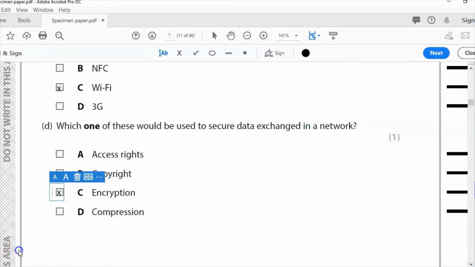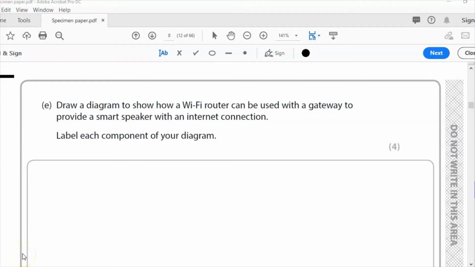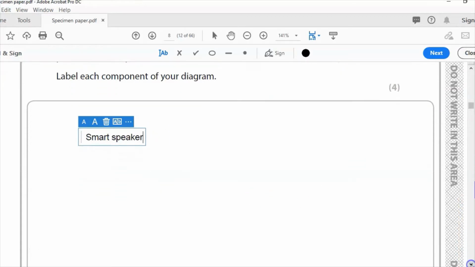It is encryption. E. Draw a diagram to show how a Wi-Fi router can be used with a gateway to provide a smart speaker with an internet connection. Label each component of your diagram. Your diagram has got to include the smart speaker. So I'm going to start writing smart speaker. I'm not able to draw easily with the tools I've got. I'm just going to label it. And as I'm not able to draw, I'm just going to write down what I would draw.